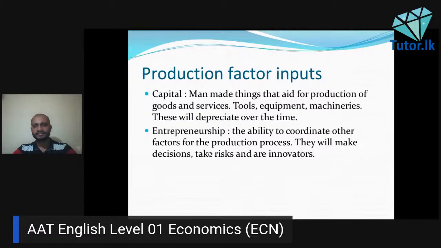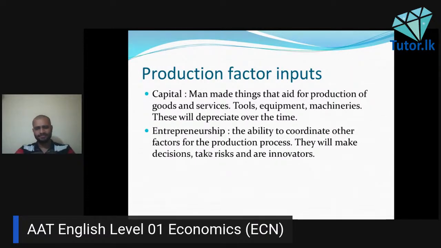So what are the factors of production we have discussed so far? Land comprises the things which you get from nature. The second, labor, is straightforward: the availability of human resources. The third one is capital, which means the man-made resources, for example tools, equipment, machinery. One thing you need to keep in mind is that these will depreciate over time.